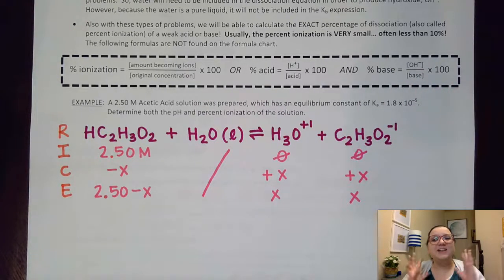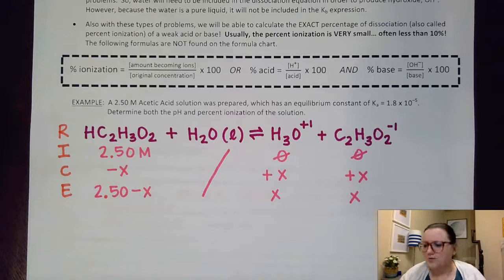With all that said, let's see some problems in action. Our first example gives us a 2.50 molar acetic acid solution, which has an equilibrium constant of Ka equal to 1.8 times 10 to the negative fifth. It wants us to determine both the pH and percent ionization of the solution. I notice that acetic acid is not one of the strong acids we've had to memorize: hydrochloric, hydrobromic, hydroiodic, sulfuric, nitric, chloric, or perchloric. It's not on that list.